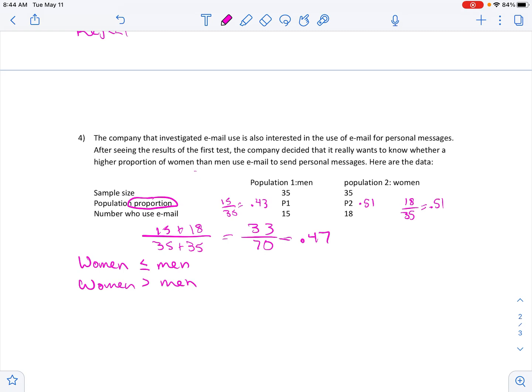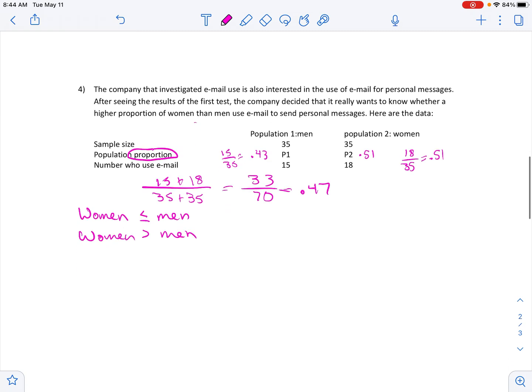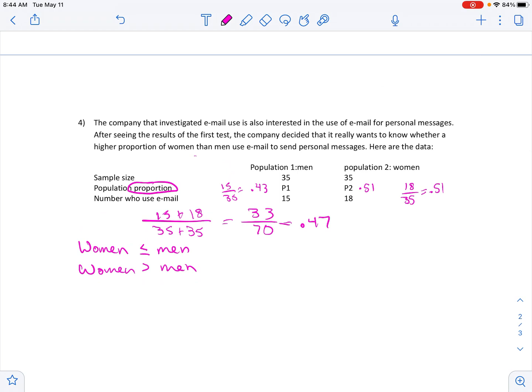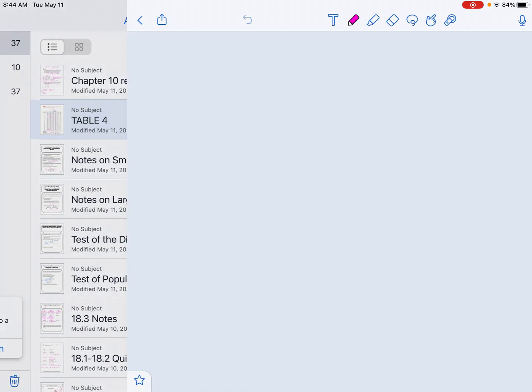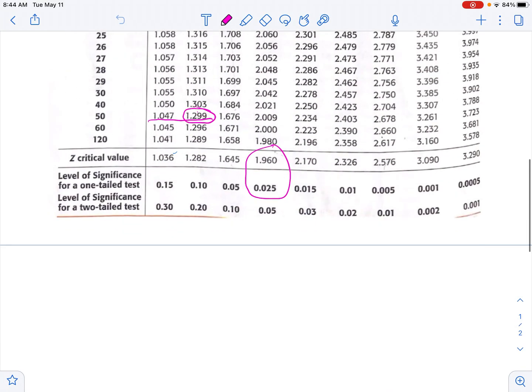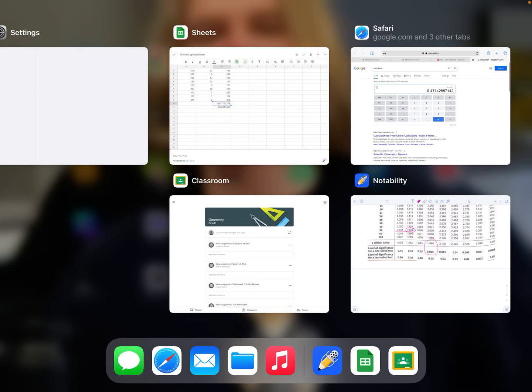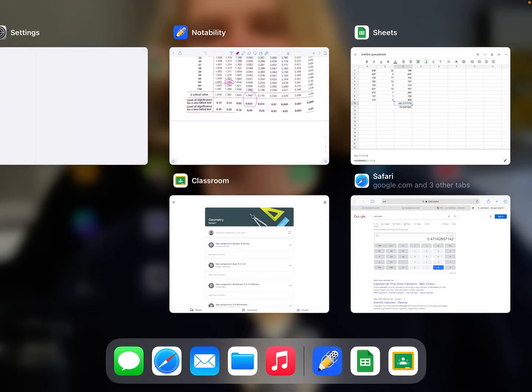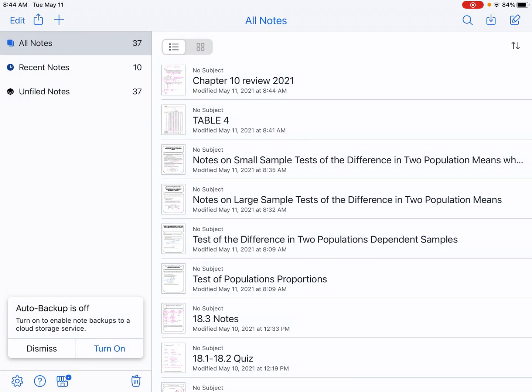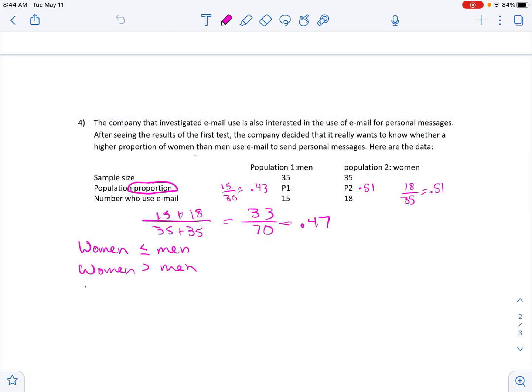All right, they don't give us an alpha value. So if they don't give you an alpha value, it's 0.05. And so we go to our chart. This is a large sample. So we go to our chart, 0.05 down to the end. So that's 1.645. All right, there we go. So 1.645 is what I'm working with.